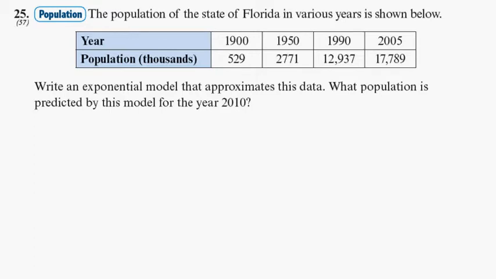Okay, so number 25 is asking us to write an exponential model that approximates the data that they've given us. Remember that we typically start with y equals a, b to the x. Remember that x typically represents the time or the amount of years that have elapsed, or days or seconds. A usually represents the initial amount at the beginning of the event, and then y is the amount after this x number of days, years, or months has passed.